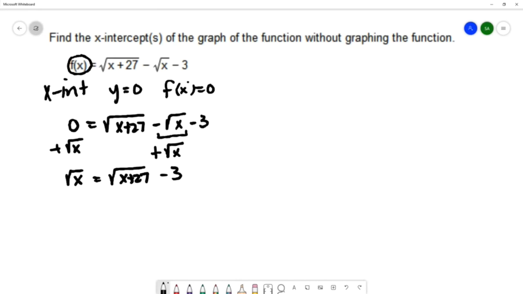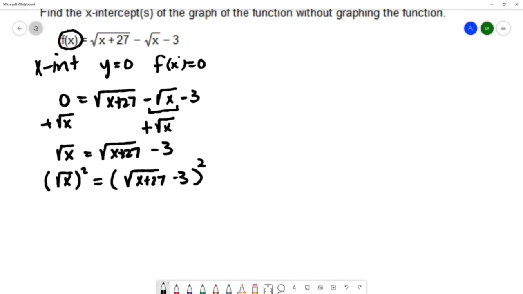And once you have it isolated, then you're going to square both sides to get rid of it. I'm going to square the left and square the right. On the left, the square and the square root are opposites, and so they cancel each other out, leaving you with x. But on the right, this will get a little bit messy.